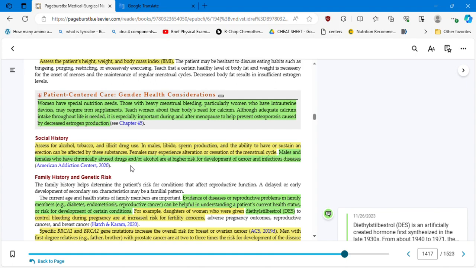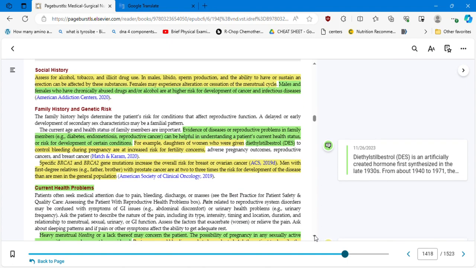Assess for alcohol, tobacco, and illicit drug use. In males, libido, sperm production, and the ability to have and sustain an erection can be affected by these substances. Females may experience alteration or cessation of the menstrual cycle. Males and females who have chronically abused drugs and/or alcohol are at higher risk for development of cancer and infectious disease.